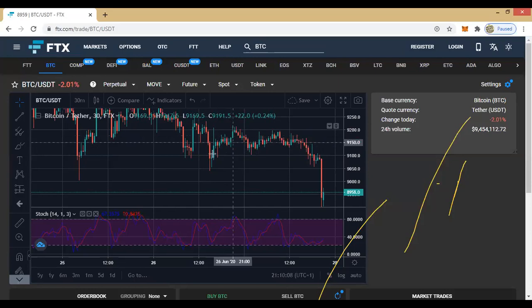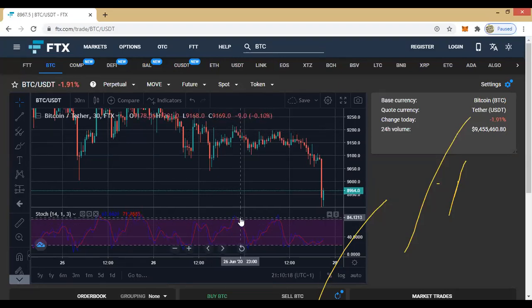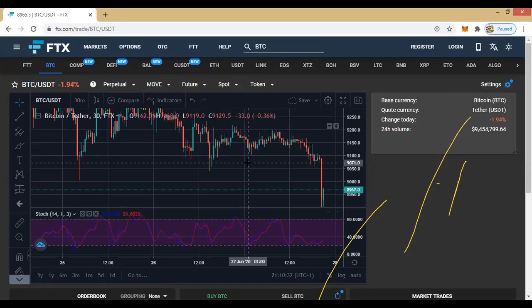So at this very point, this is actually a confirmation that the bulls are in control. They were in control up to this very point. If you look at our stochastic, you can see that it was at this point that the red line started going below the blue line. So at this point the bears took control. That's what I meant by looking out for confirmations.